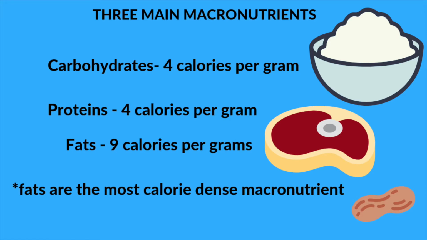Proteins and carbohydrates contain 4 calories per gram of macronutrient, while a gram of fat has 9 calories. Fat is the most calorie-dense macronutrient.